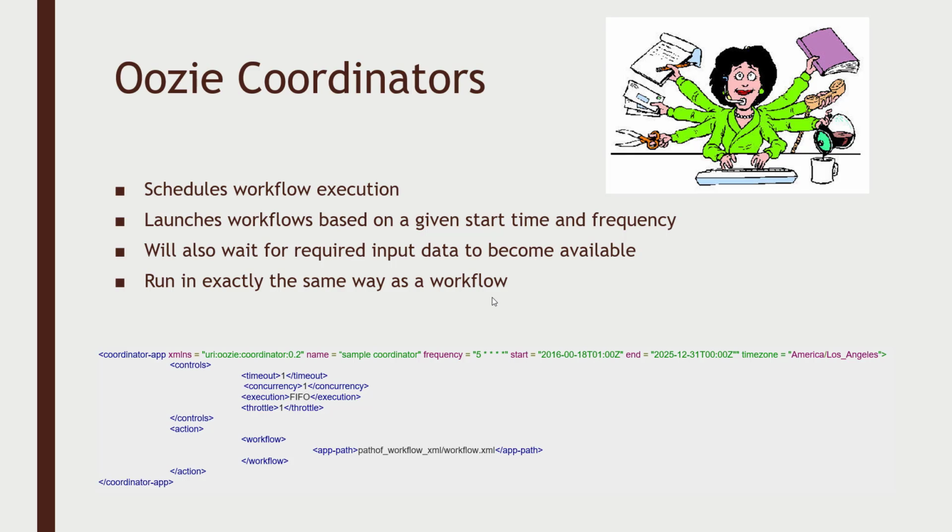So basically, you can give a coordinator a given start time and a frequency that it should run at. For example, maybe you want a certain workflow to kick off at 7 p.m. tonight and then run every 24 hours, once a day, pretty much forever.